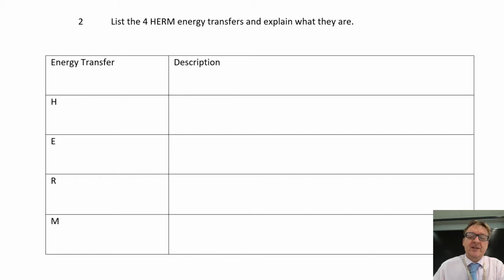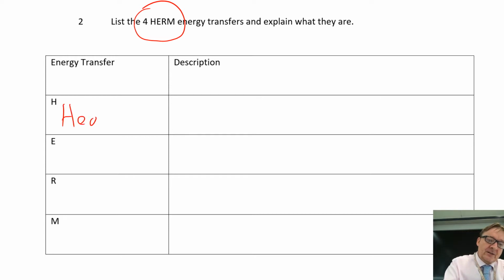Now question number 2 is list the 4 HERM energy transfers and explain what they are. HERM is the way of remembering it. These are energy transfers. So we've got the stores that we talked about before. HERM is the transfer of energy from one of those stores to another store. The first one is heating.